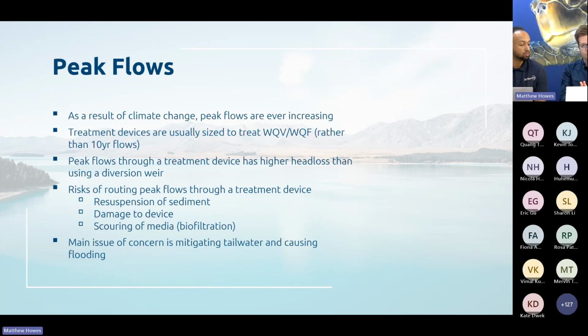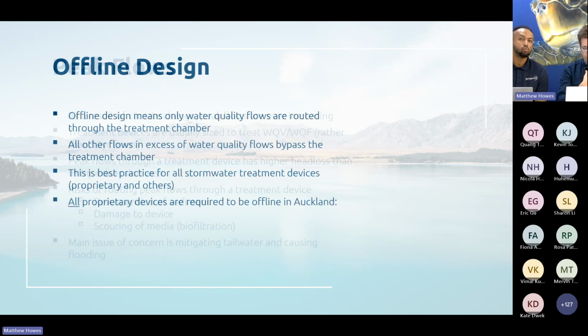To give you some context for that, at the moment we're working on a number of projects where the peak flows are 1.5 to 2 meters cubed per second. And the thought of putting 1.5 meters cubed per second through a treatment device when that's the peak flow is quite a scary thought, and could cause a lot of issues for the upstream pipe network that is being replaced and managed. So that's why we think about this quite a lot.